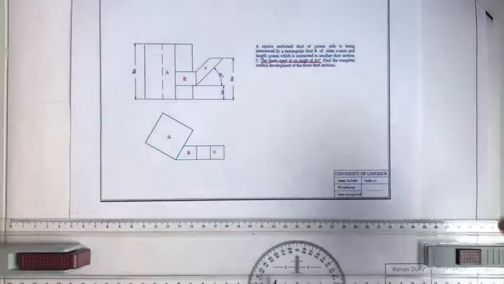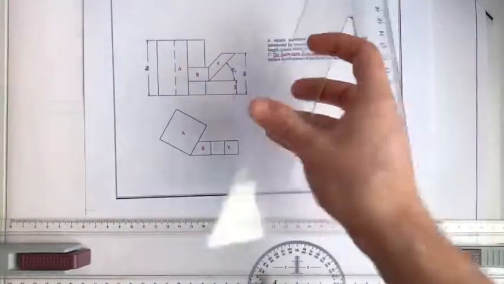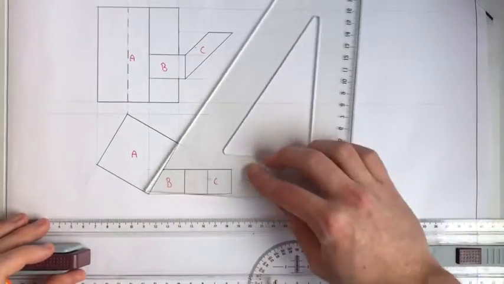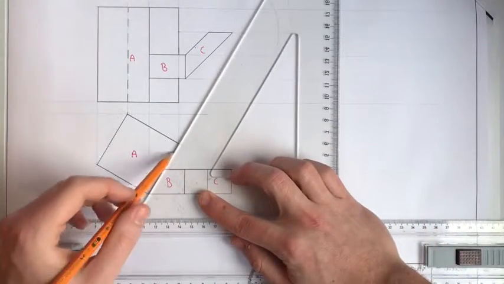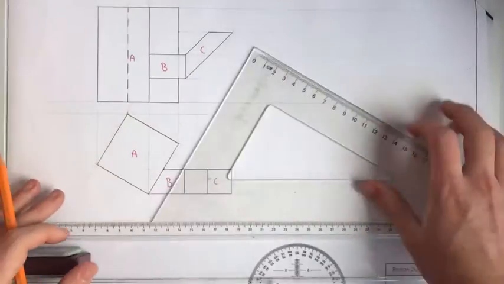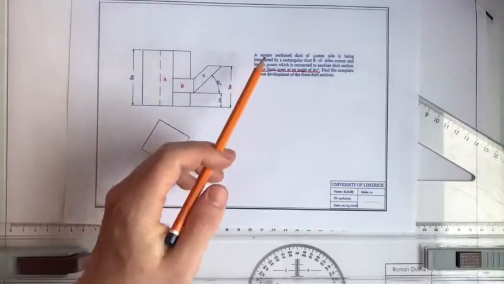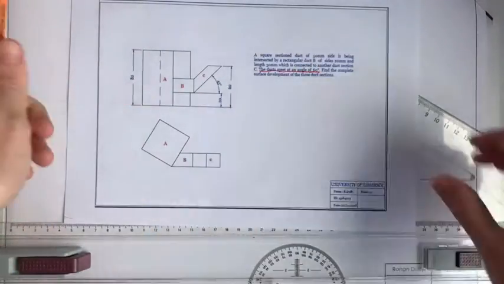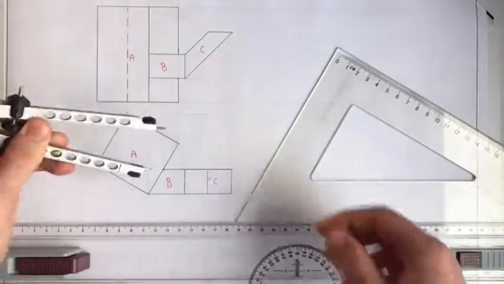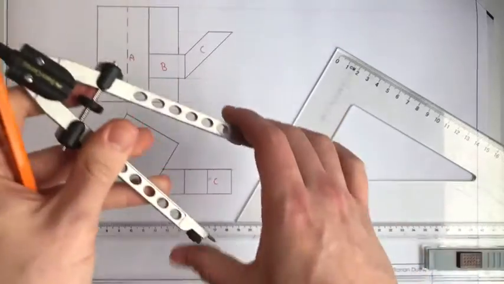So how this was done was using a set square at 60 degrees. I'll show it here. I simply stepped it out, construction line 60 degrees and then 30. Now how did I get the size of duct A? Well, it's stated in the question. It says a square section duct of side 50mm. So I just measured 50mm using the compass, and then stepped it out on the 60 degree and 30 degree lines.